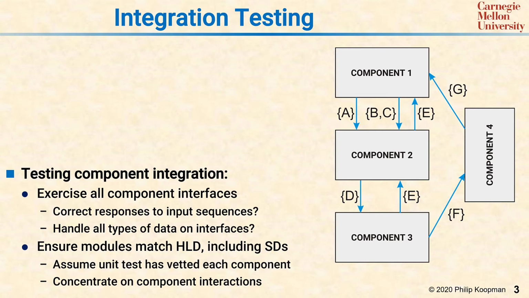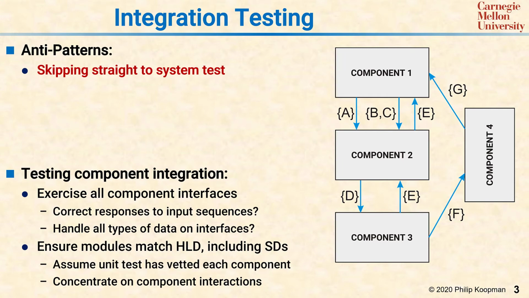When you're doing integration testing, the idea is not to redo things that have already been found in unit testing. You assume unit testing has already happened, and instead concentrate on the types of things unit testing can't find, which primarily are interaction problems. The anti-patterns for integration testing include skipping straight to system test.